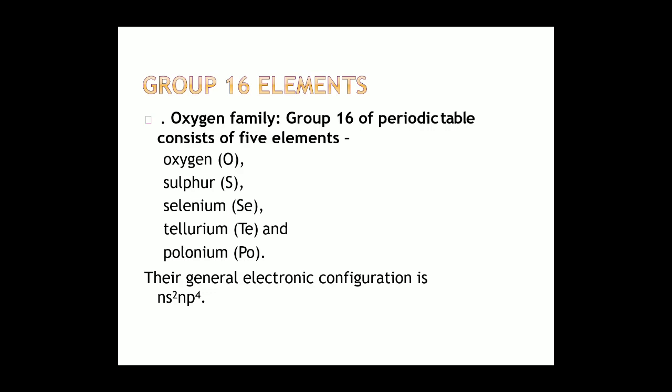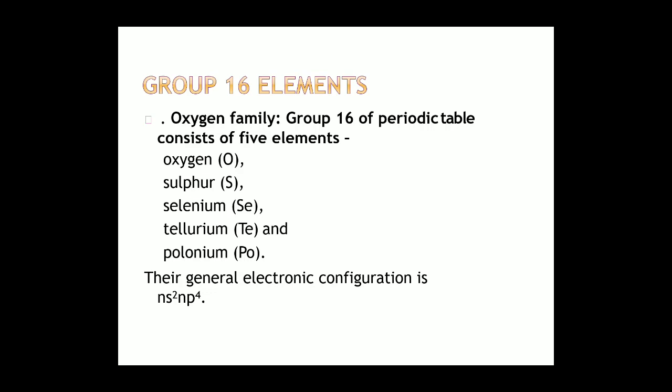Group 16 is made up of different elements: oxygen, sulfur, selenium, tellurium and polonium. As we know, oxygen is a non-metal, sulfur is also a non-metal, selenium is a metalloid, tellurium and polonium are metals, but polonium is a radioactive metal. So its shelf life is very short, about 18 days.